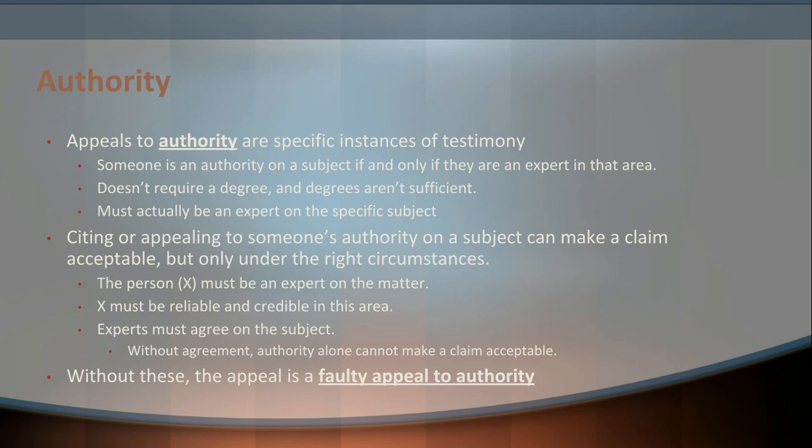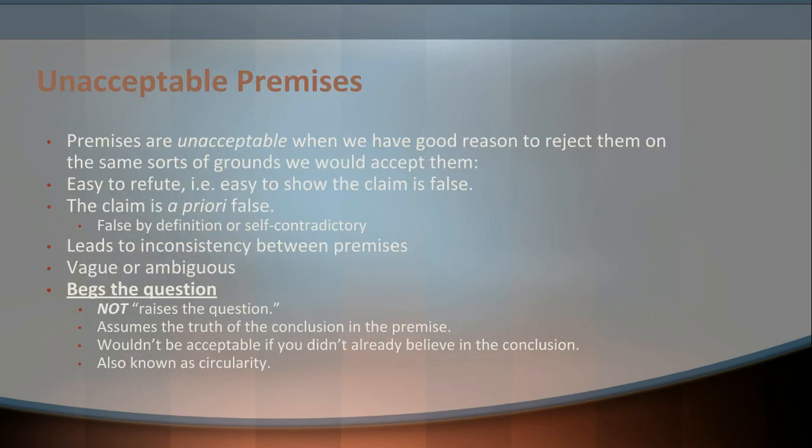Without these three conditions being met, this, rather than being a way of making a claim acceptable, is instead a faulty appeal to authority. It's a mistaken assumption of acceptance or acceptability because the person is an expert. It's looking to someone who should be an authority on the subject but actually isn't, either due to circumstances, lack of ability, or both.